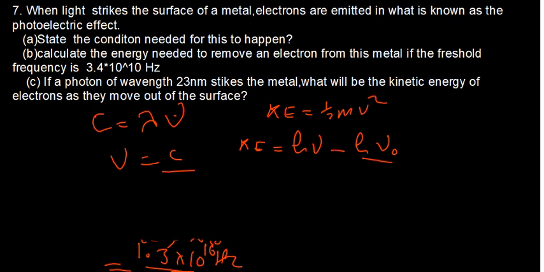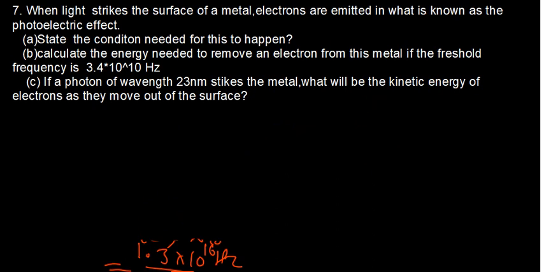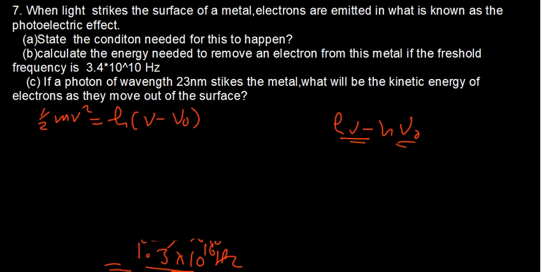Okay. So we can therefore merge these two equations. So we will say half mv squared is going to be equal to hv minus hv0. So this is kinetic energy. It's the same as saying hv minus h. I'm saying this because it looks like, but this is nu representing frequency.